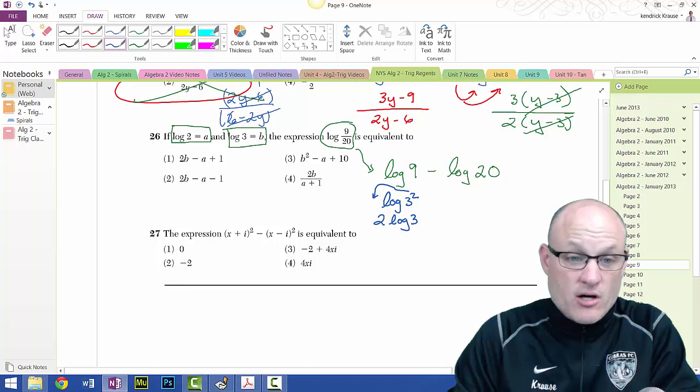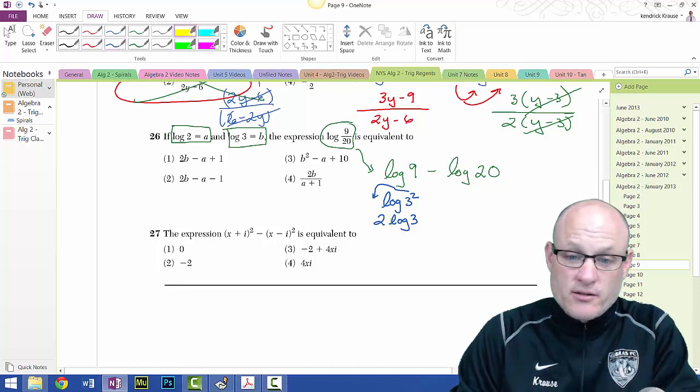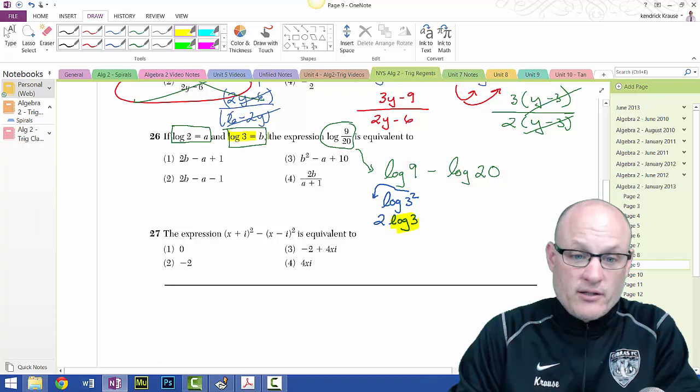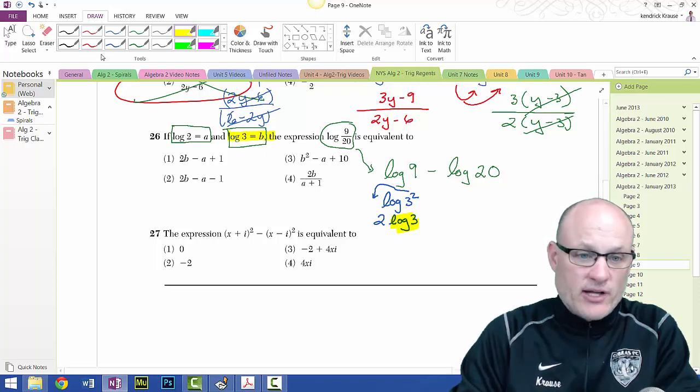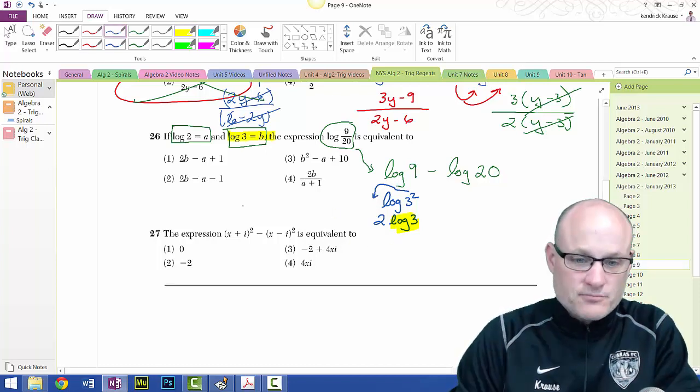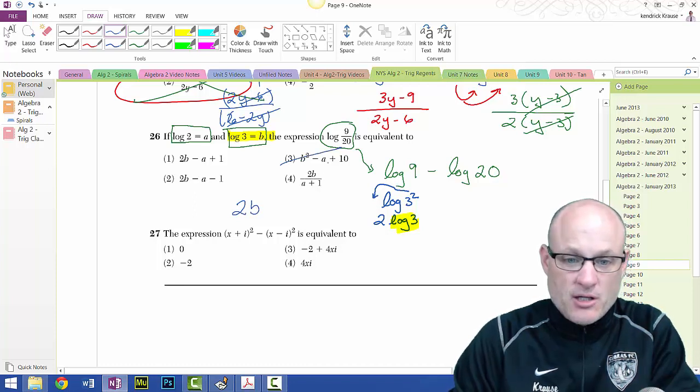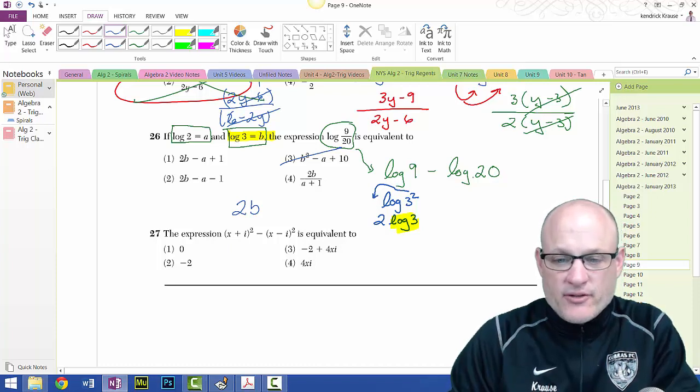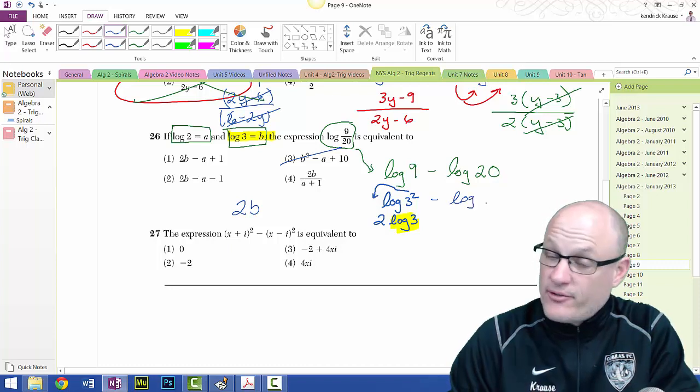And since log 3 is really just a b, this turns out to be just 2b. So I need 2b. Ooh, that might be it. This is the hard part. So what we're going to do is subtract this off. Now, I'm going to rewrite this as log of... Now, why would anybody think to do this? It's tough. Not too many people would think to do this.